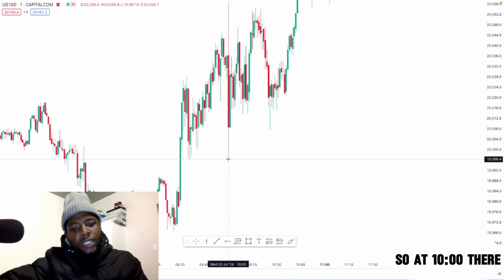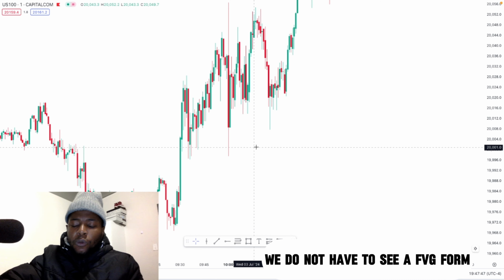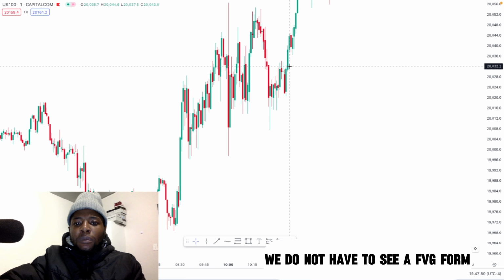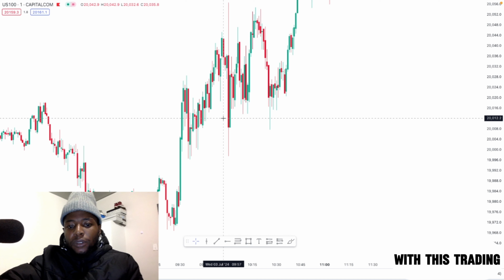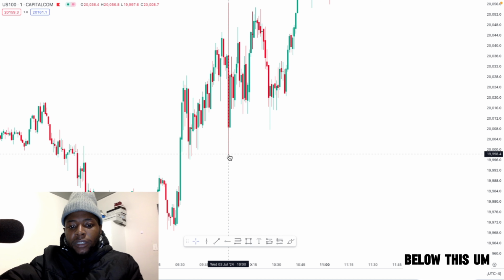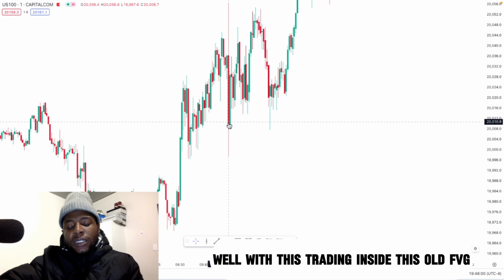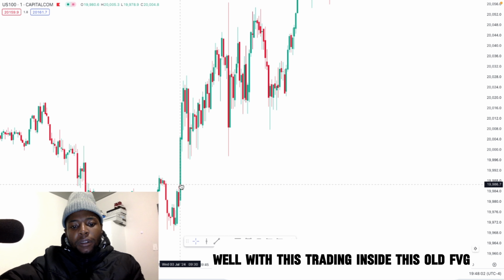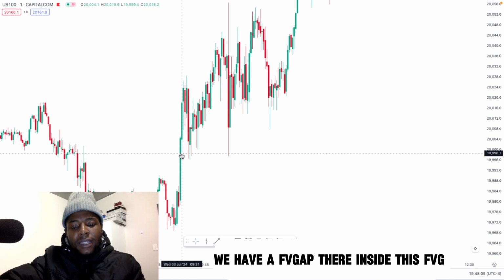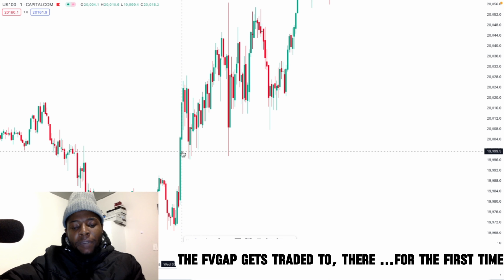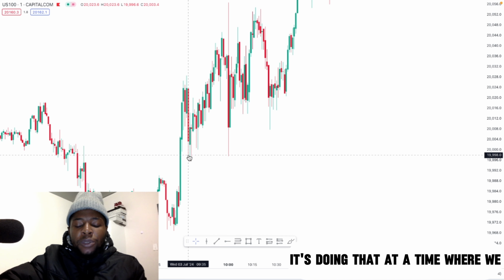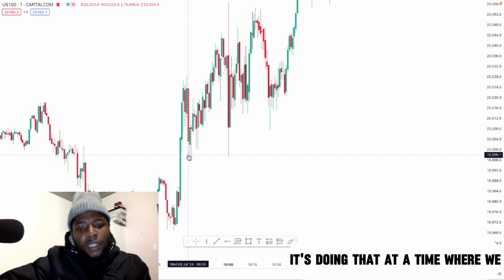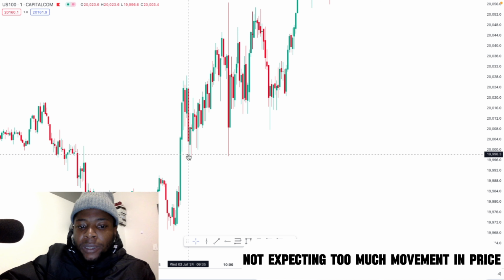So at 10 o'clock there, we do not have to see a fair value gap form for us to take advantage. With this trading below this, with this trading inside this old fair value gap, right? We have a fair value gap there. Inside this fair value gap, the fair value gap gets traded to there for the first time, right? Using these few candles there. But then, what time is it doing that? It's doing that at a time where we're not expecting too much movement in price.